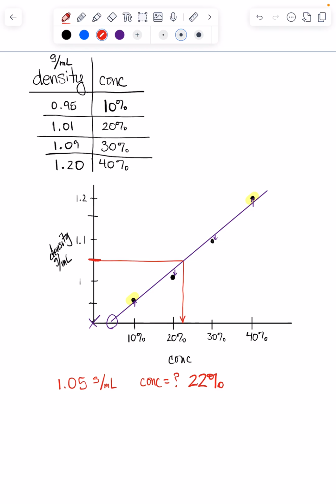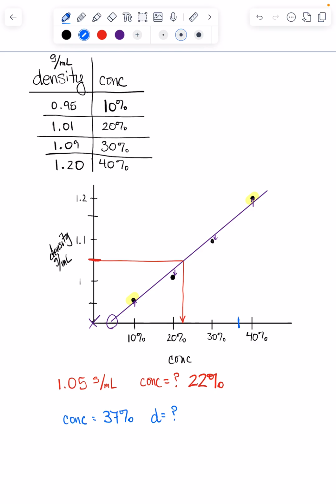Now, you can also go the other way. Let's say you have a solution in front of you and you know its concentration is 37%. You can use the graph to find the density. You just go in the opposite direction. So along here on our x-axis, you find where 37 is. Again, I'm doing the best I can. I don't have marks on my iPad here.